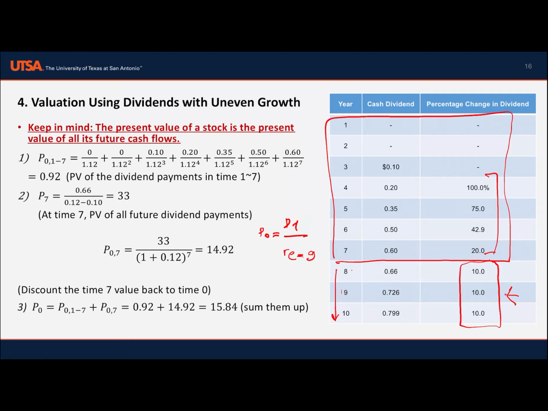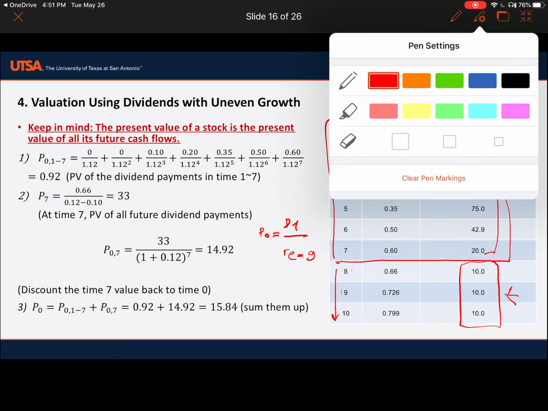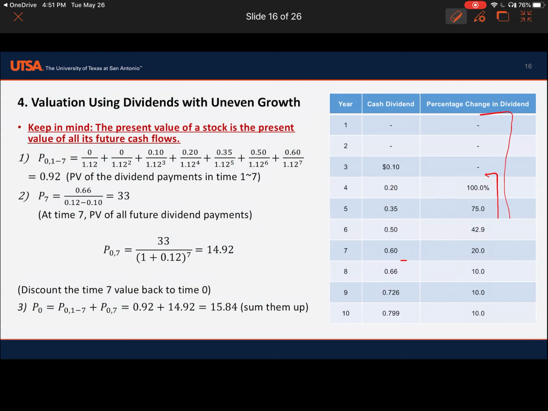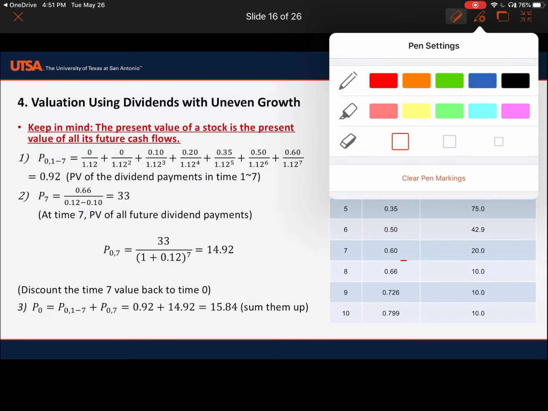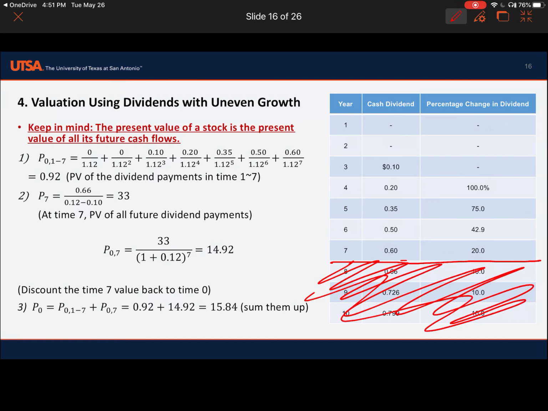What I mean here is, let's simplify the question. Okay, let me explain another way. Let's look at this way. Just forget about after 8 years. Only look at years 1, 2, 3, 4, 5, 6, 7.